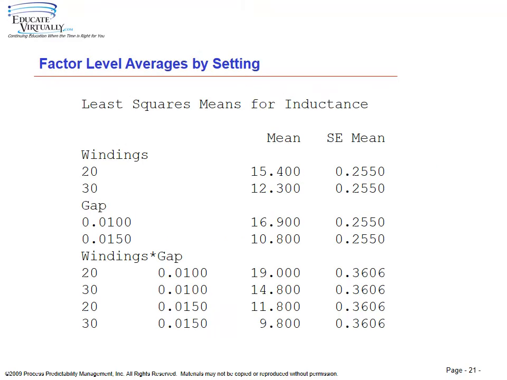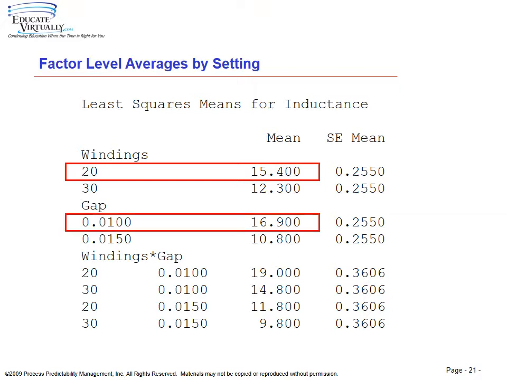Now that we know that the windings, the gap distance, and the interaction of windings times gap are significant, we can take a look at the average values for the different settings of those variables and see which average values are going to drive us toward the inductance value that we're trying to achieve. In this case, we're trying to maximize the inductance value without exceeding 20 millihenries. If we take a look at windings, it tells us that 20 windings is going to give us an average value of 15.4. We would select that because it has a higher inductance value than 30 windings.